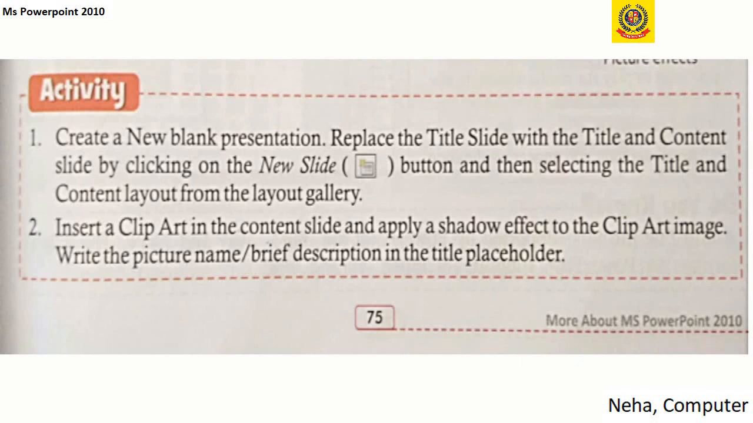In the second activity, you have to insert a clip art in the content slide and apply a shadow effect to the clip art image, and then write the picture name and give a brief description in the title placeholder.